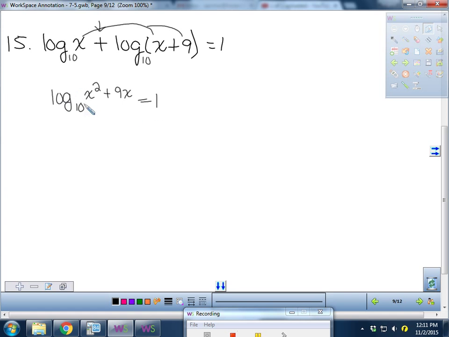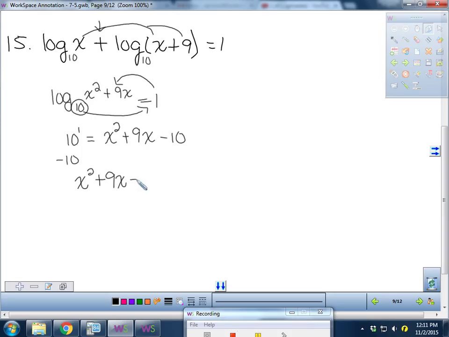Now that I'm down to 1 log, I'll rewrite this in exponential form. So this would be 10 to the 1st equals x squared plus 9x. Make sure you take all of that. You can't just pick part of it. You got to have the whole thing. So again, you should notice that you have an x squared and an x to the 1st, and then this would just be 10. So I'm going to go ahead and subtract the 10 so that I get a trinomial all over here together. So I get x squared plus 9x minus 10 equals 0.